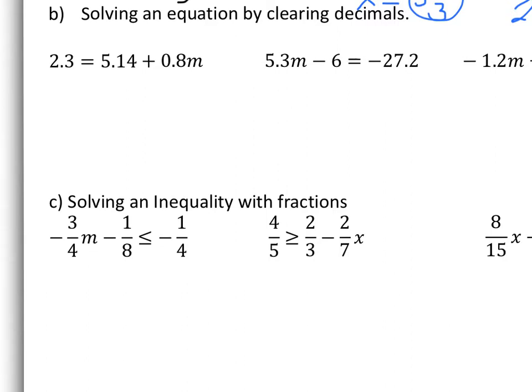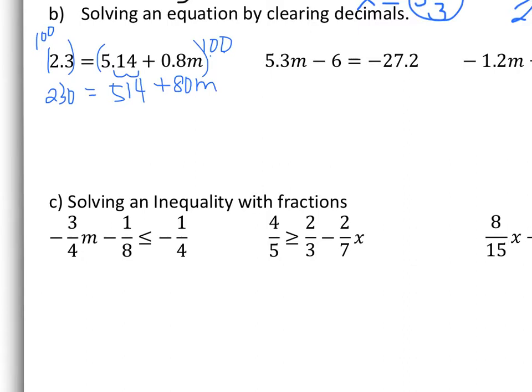Solving an equation by clearing decimals. Okay, for the first problem, we need to multiply by 100 to both sides of the equation because the greatest number of decimal places to the right is 2. So we need 2 zeros to clear the decimal places. So 100 times 2.3 would be 230. 5.14 times 100 would be 514. And then 0.8 times 100 is 80m.